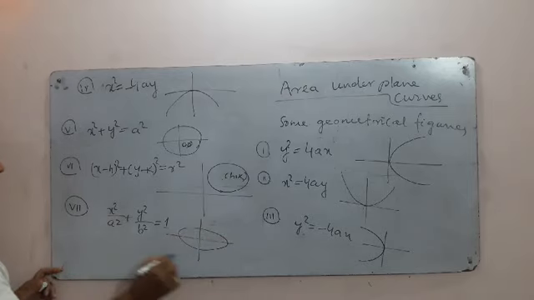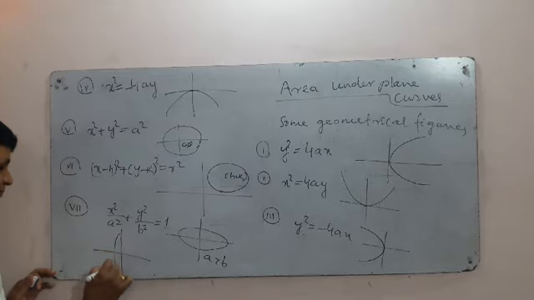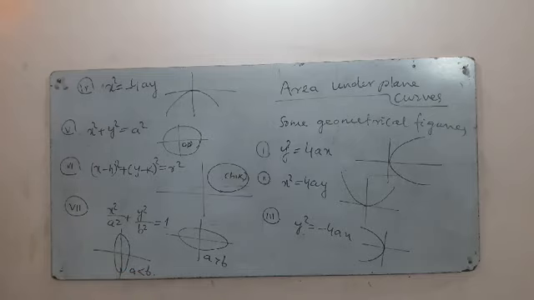If a is greater than b, then the curve is like this. If b is more than a, then the curve will be like this. It is a less than b.